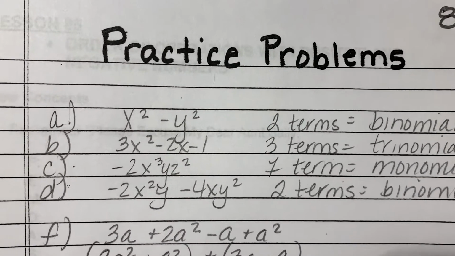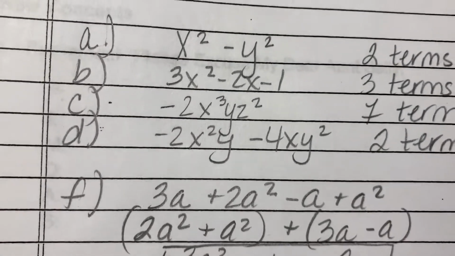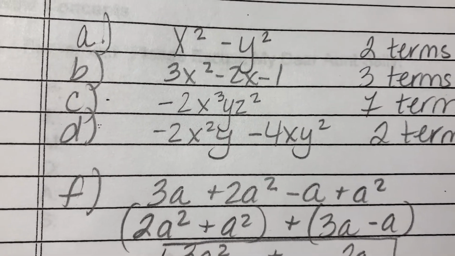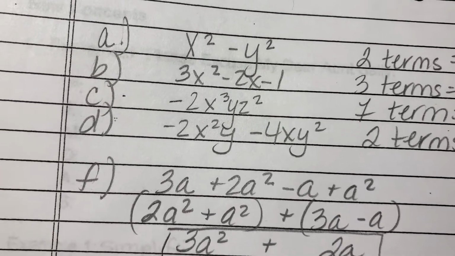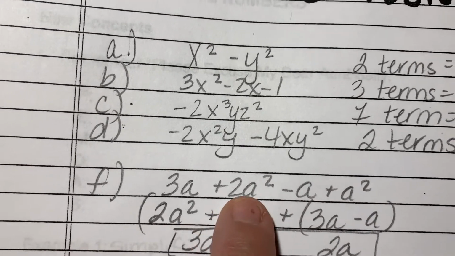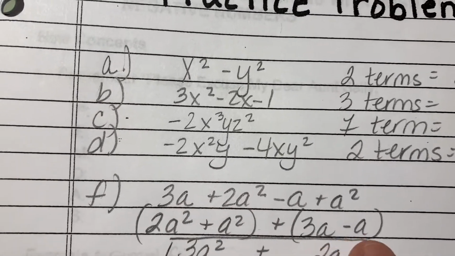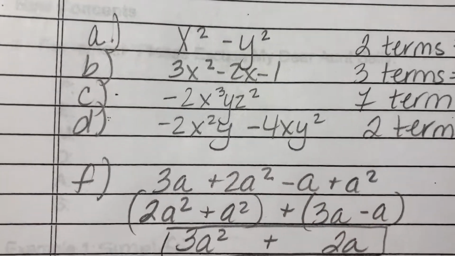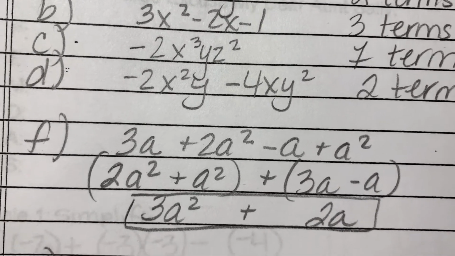Okay, all right, so this one, I'm doing the commutative and the associative step at the same time. Okay. So here we go. I'm looking for squared numbers first. I always pull those up. Okay, so I get 2a squared plus the a squared plus a 3a minus an a. Okay, and then I just lump them together to this.